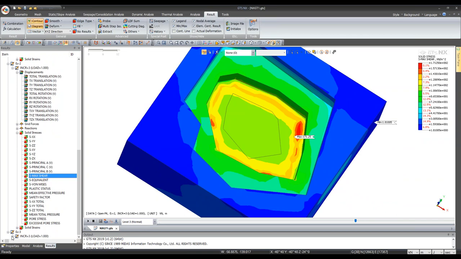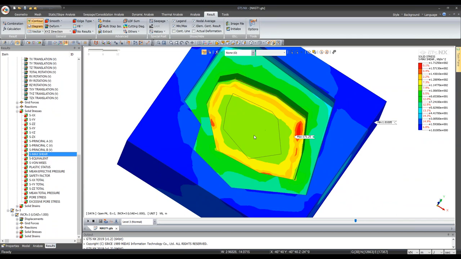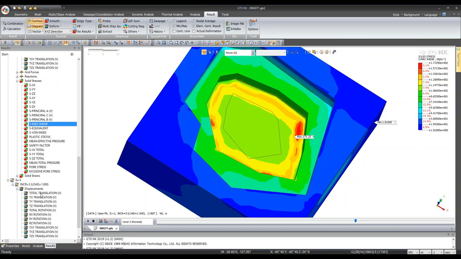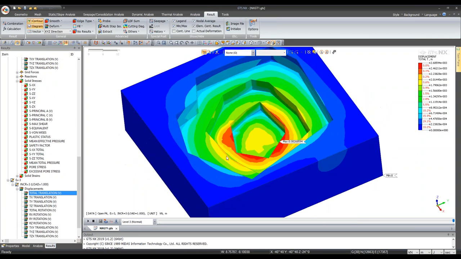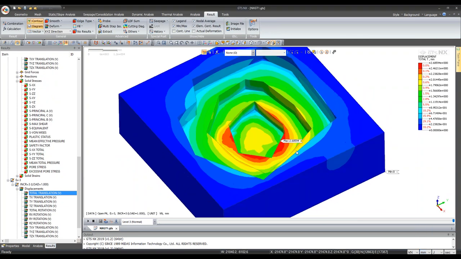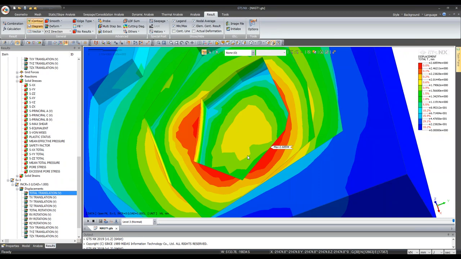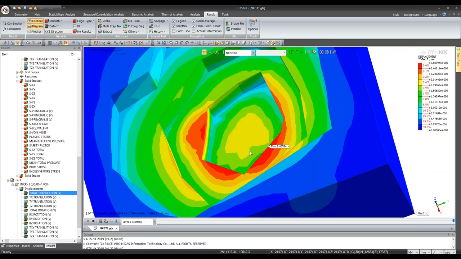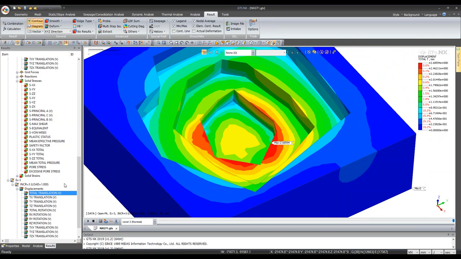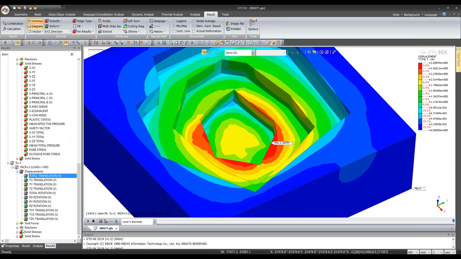Now similarly, the very last stage, where this part has been excavated, will be shown to you now. We will go for total translation. Yes, this is the major case. I'm having a displacement of around 2.6. It's very low. So that's how you analyze it, and based on the results which you obtain, you can tally your results with your analytical methods. That's what I basically meant here. Once you have analyzed, you can directly go for your execution.